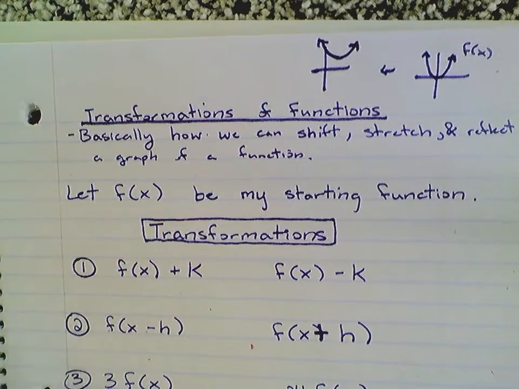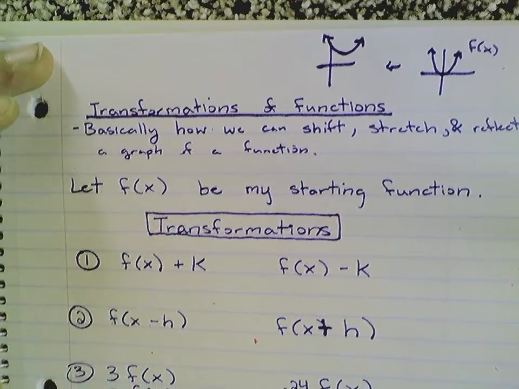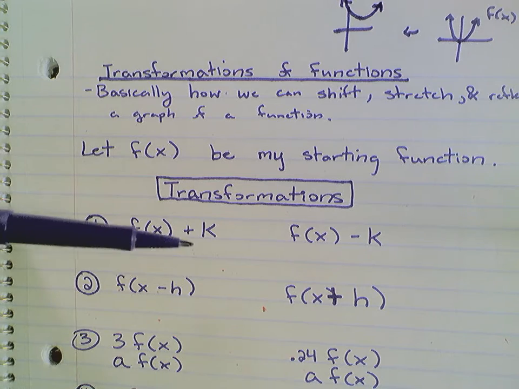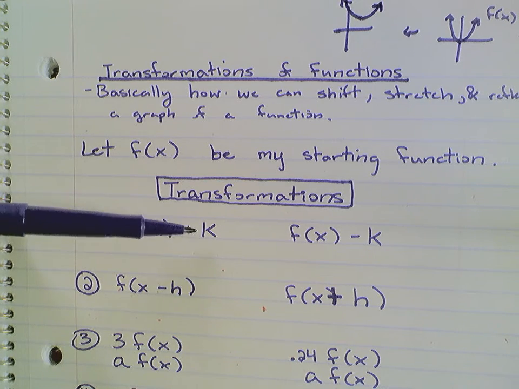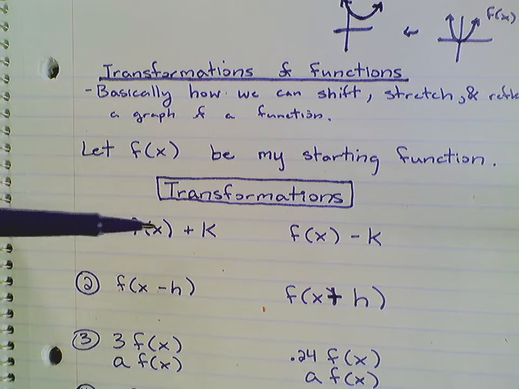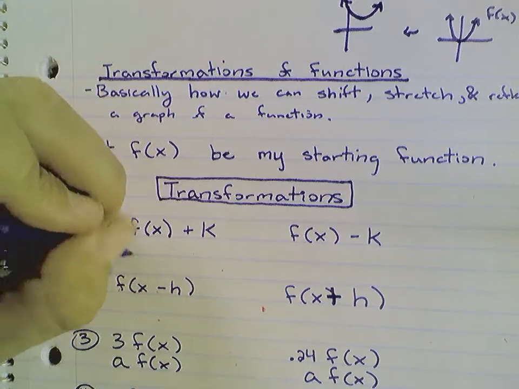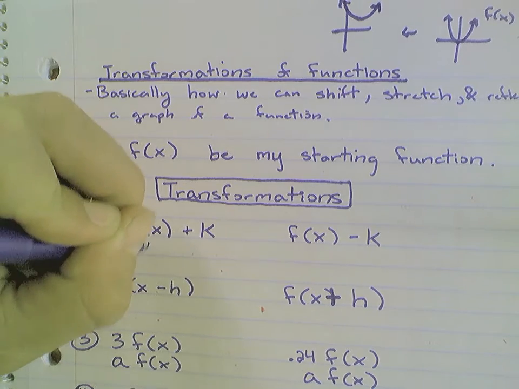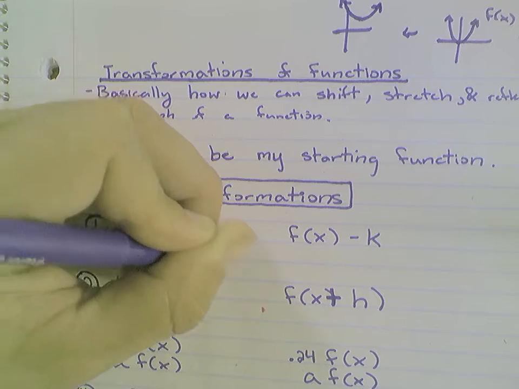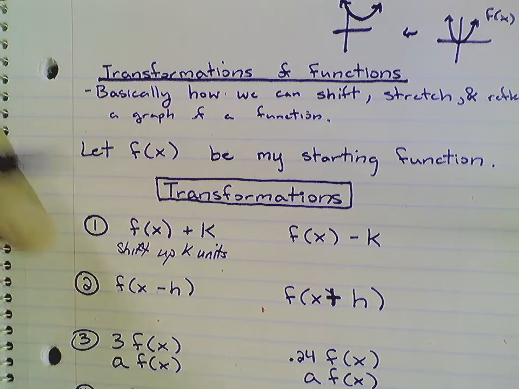So for instance, just some basic transformations here. Let's say I let f of x be my starting function. Okay, so this f of x is my starting function. And let's say I add some k to the outside. Anytime I add k units to the outside of the function, that is going to shift the function up k units. Okay, so whatever that k units is, that's how many units the function will move up.